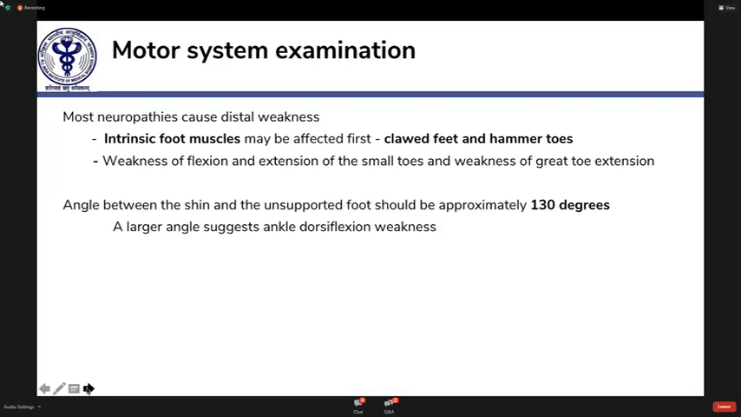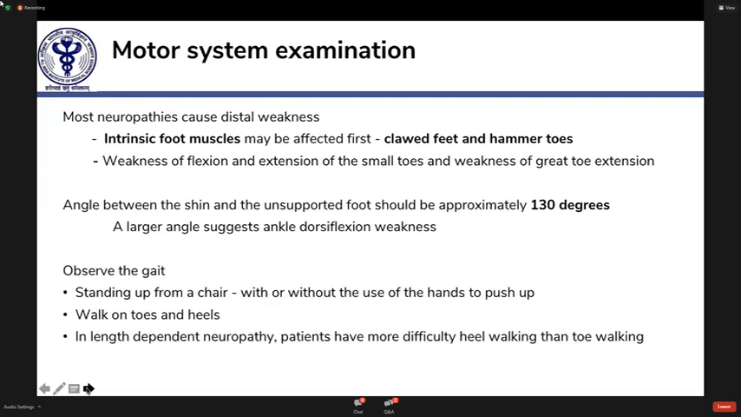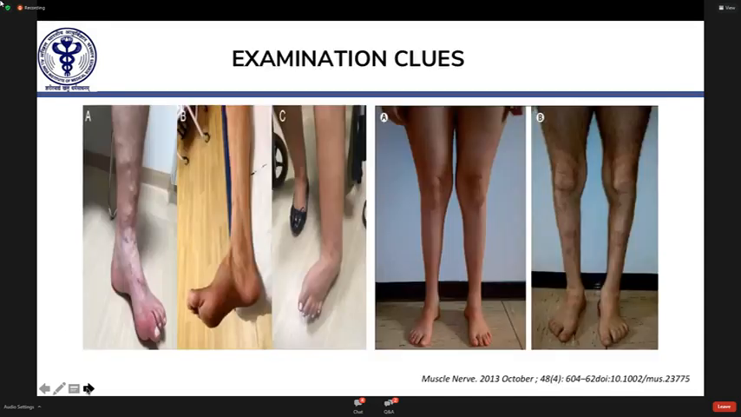The literature reports that the angle between the shin and the unsupported foot should be approximately 130 degrees. A larger angle shows dorsiflexion weakness. Always observe the gait, how they stand up from a chair without using their hands to push up, and how they walk on toes and heels. In a length-dependent neuropathy, patients have more difficulty in heel walking than toe walking.